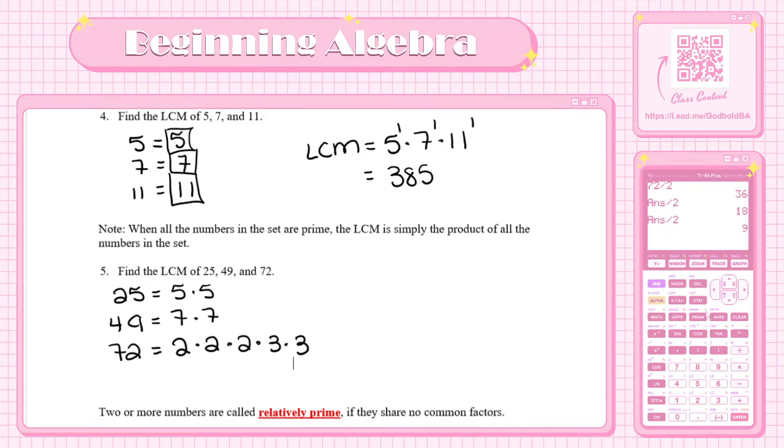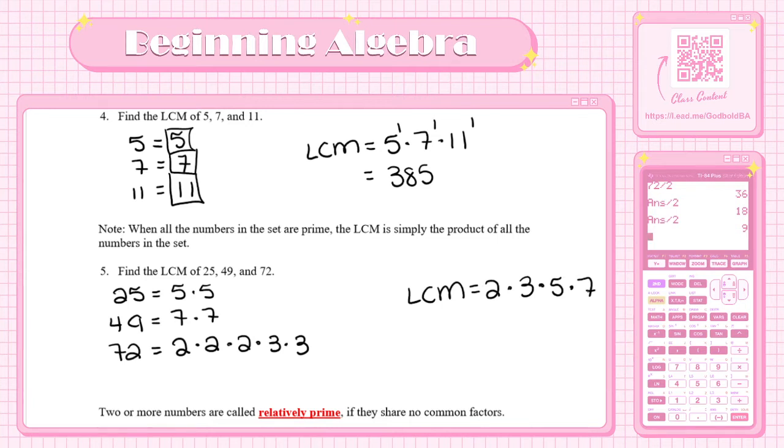Okay. All right. So my least common multiple needs to contain at least one of every unique prime number I see there. I see some 2's, so I need a 2. I see some 3's, so I need a 3. I see some 5's, and I see some 7's. Okay, so now I just need to figure out how many I need of each.